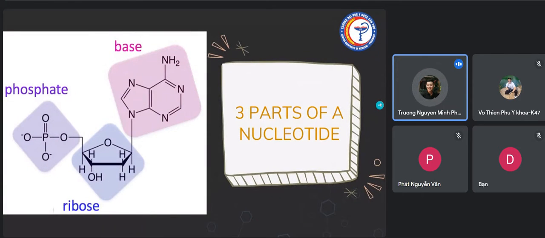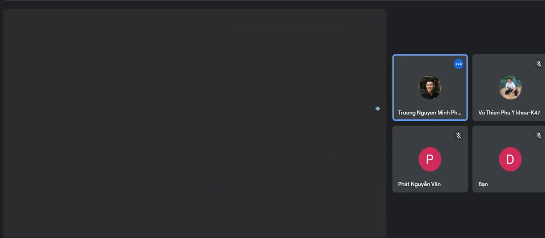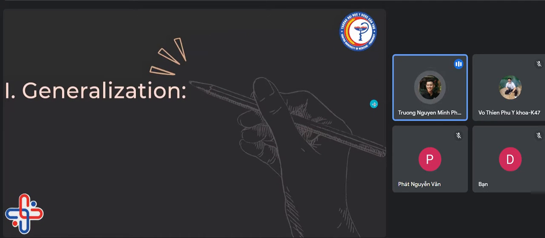So you can see there are three parts of a nucleotide in the figure: a ribose or 5-carbon sugar in the middle, and a nitrogen base with a phosphate group. Next, please. So before we get started with the generalization, we will take a look at a video, so I hope you can understand a little bit about it.